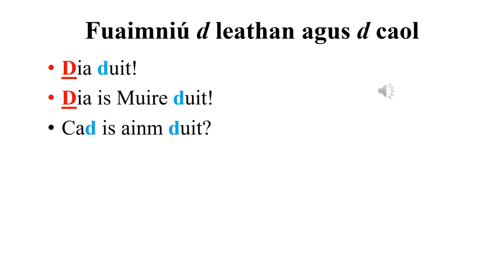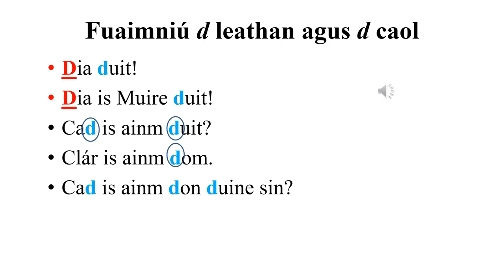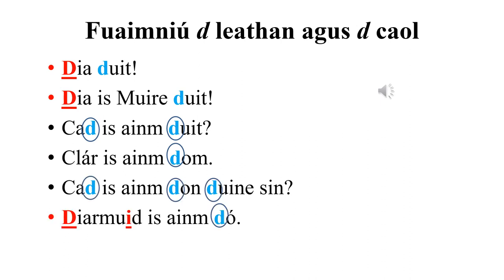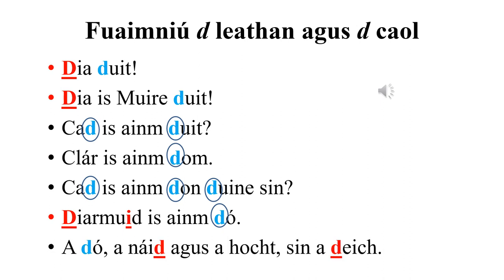Cuid B? Cad is ainm duit? Clár is ainm dom. Cad is ainm don duine sin? Diarmuid is ainm dó. A dó, a naoi agus a hocht. Sin a dó.